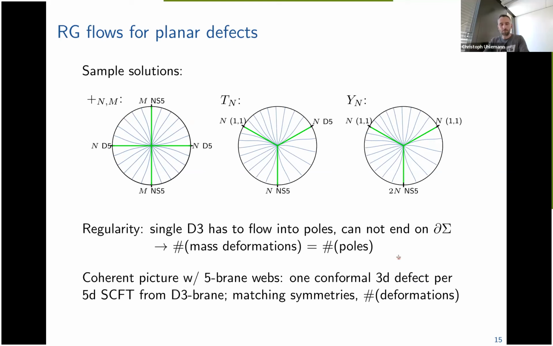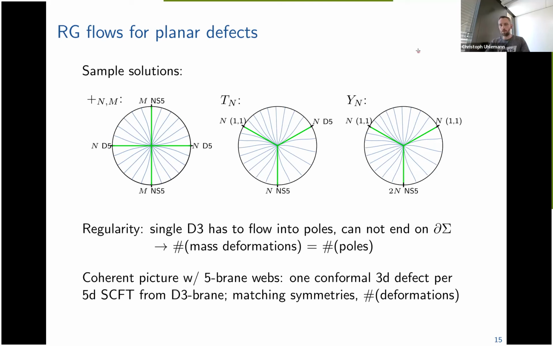Okay, so what we have is a coherent picture with the 5-brane web story. We have one 3-dimensional defect for a 5D SCFT. We have matched the symmetries, and we have matched the number and type of relevant deformations of this defect.